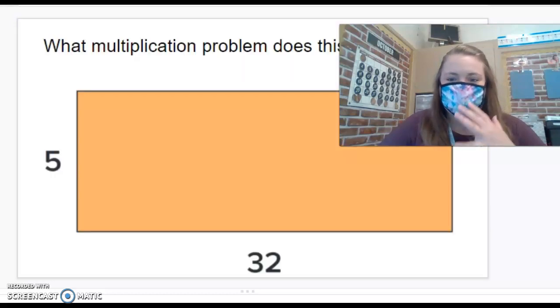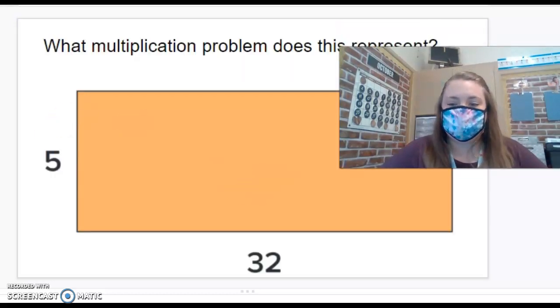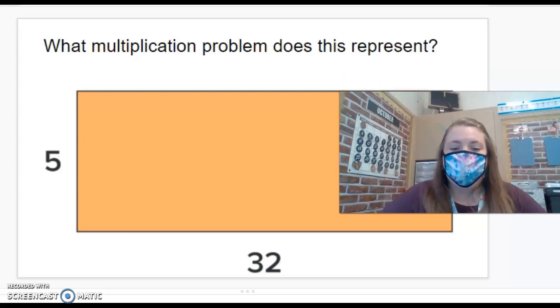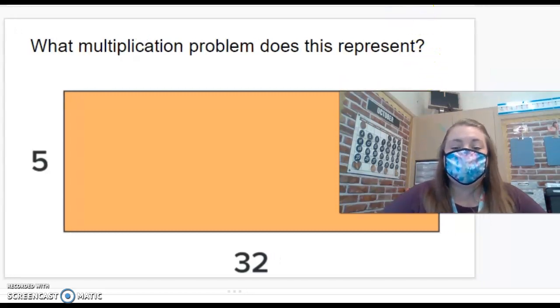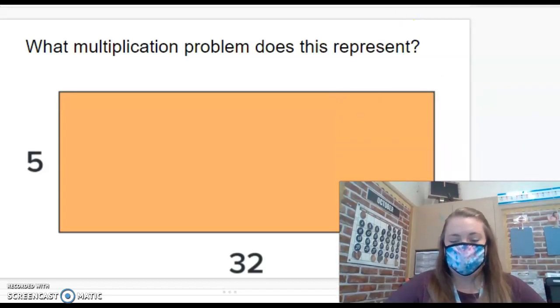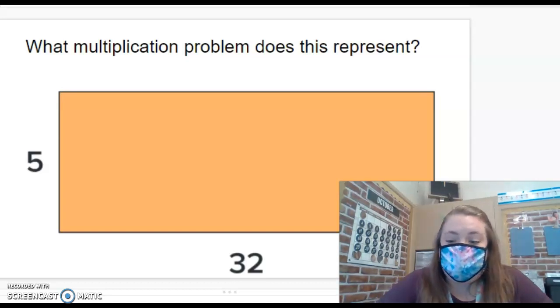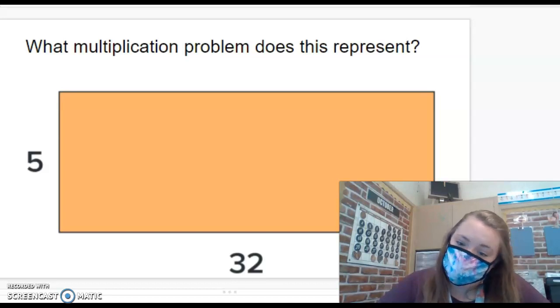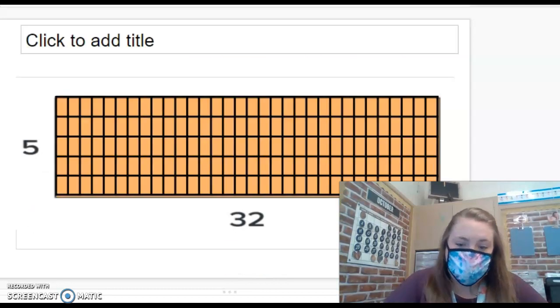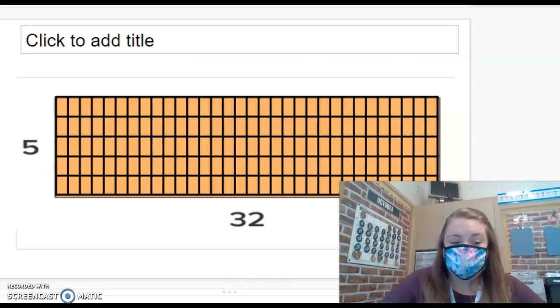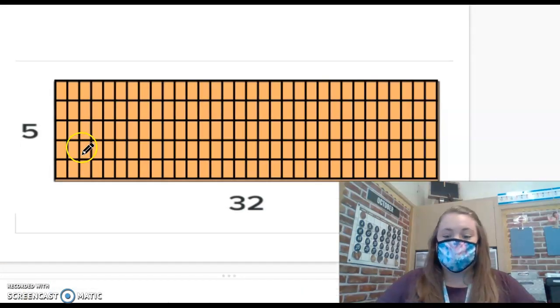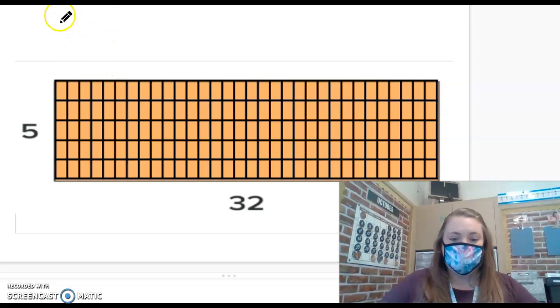All right. So first I want you to look at this rectangle here. And I want you to ask yourself, what multiplication problem does this rectangle right here represent? So if we had to write a multiplication problem to find the area of this rectangle or an array, the number of little boxes in here, what would it be? Okay, so let's look at it like this. Do you see now that it would be 32 times 5?